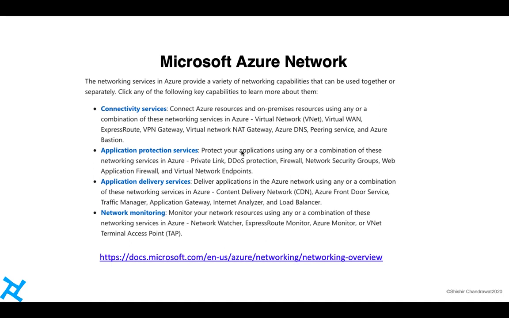Then you have got firewalls, DDoS protection, network security groups, application firewalls. So once again, all the security appliances which are available on premise are also available in Azure. Delivery services: content delivery services, Azure Front Door, Traffic Manager, Application Gateway, Internet Analyzer, load balancers, all these things, which, believe me, it was very difficult to get, some kind of a CDN or Azure Front Door or Traffic Manager sort of things, physically in your office.